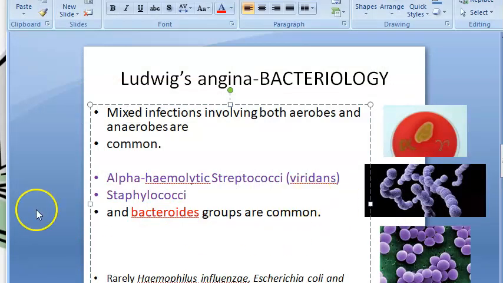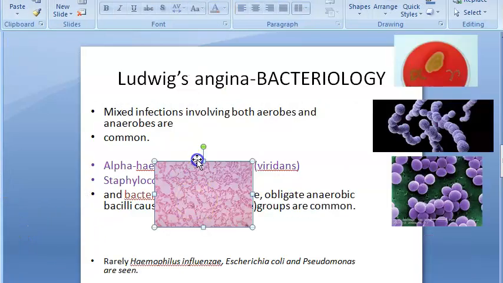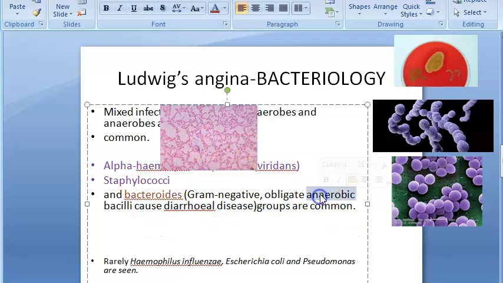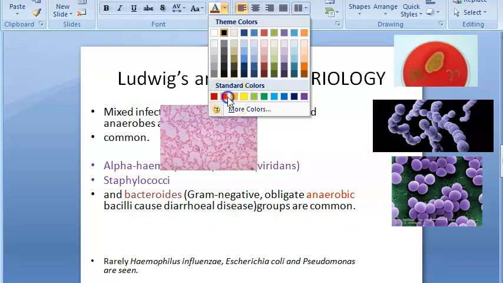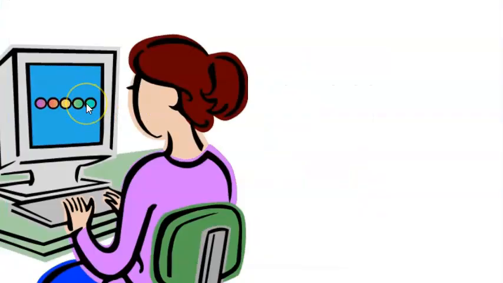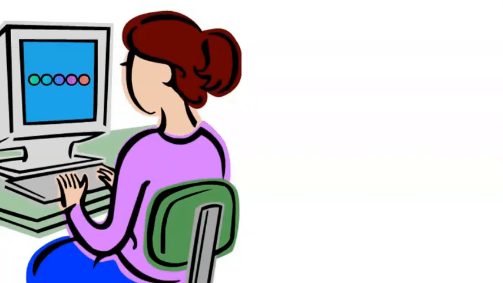Viridans, right? Okay, what are these bacteroides? These bacteroides are anaerobic. These are gram-negative, obligate anaerobic bacilli. They are anaerobic, remember. Okay, so all the three causes you got. Which are the three causes of Ludwig's angina? Alpha hemolytic streptococcus, staphylococcus, bacteroides. Very good. Guys, let us continue.